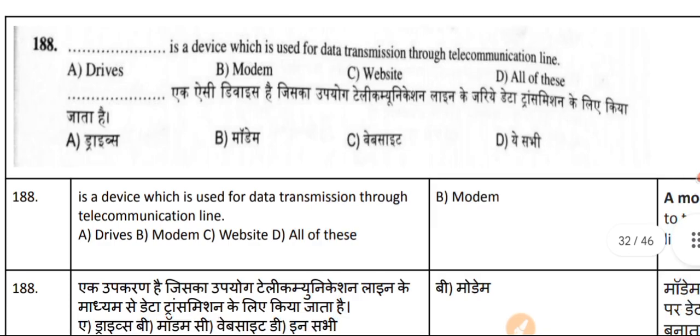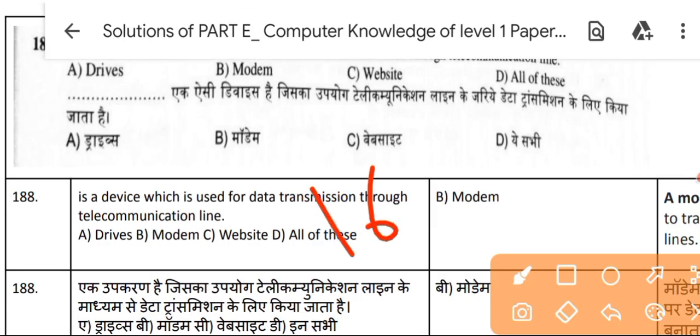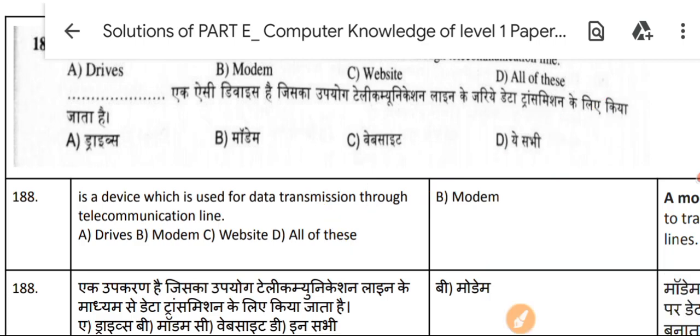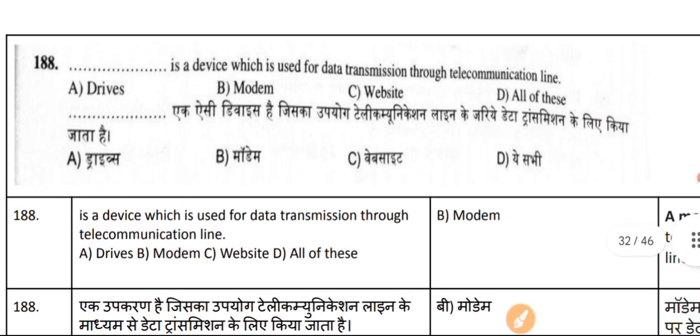Okay, next question is 188. The total is 200 questions, from 161 to 240 questions given, and only a few, about 12 questions, remain.